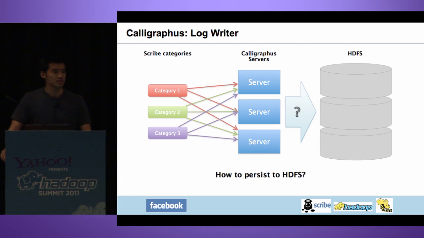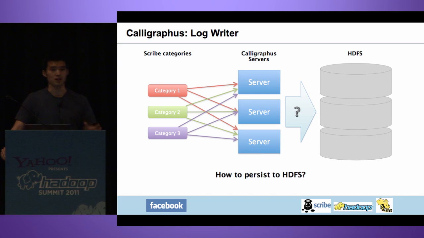So Sam just went into some of the aspects of how we did real-time reads from HDFS. And I'll be going a little bit into the design of how we improved operationally the real-time aspects of one of our components. Specifically, the component I'm going to be going into is called Calligraphus, which Sam mentioned earlier. The primary role of Calligraphus in our system is to take incoming log streams and persist them to HDFS. A very simple role, really.